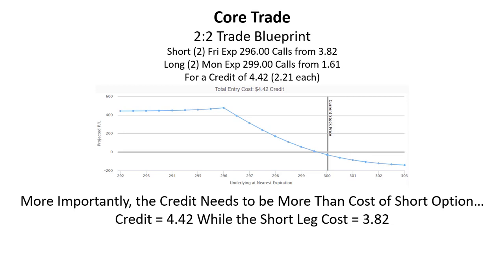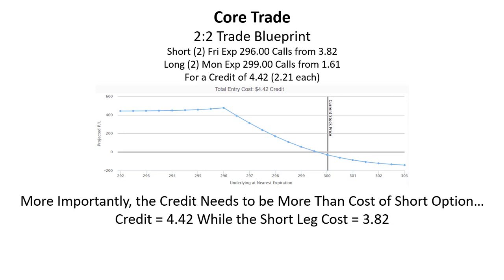But more importantly, the credit needs to be more than the cost of the short option. All right, and you can very quickly take a gander at the price of the options and know whether that is the case. And it will be the case in most of these. All right, so it shouldn't be a problem, but I do want to at least mention it in this. The credit needs to be more than the cost of the short. So in this example, the credit on a 2-2 is 442, while the short leg is $3.82 on one of them.